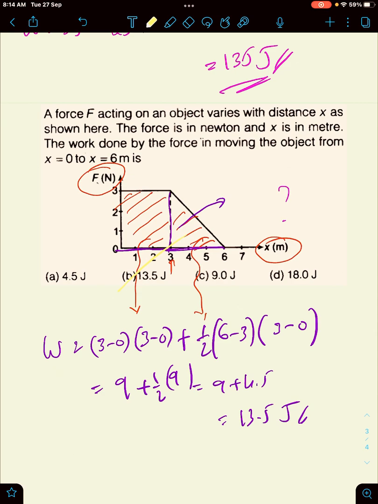So I have showed you how to find out work done in all the cases, whether it's a constant force, variable force, or when it comes to the graphical question, we can find out what is the work done by any type of force. Thank you, thank you, thank you.